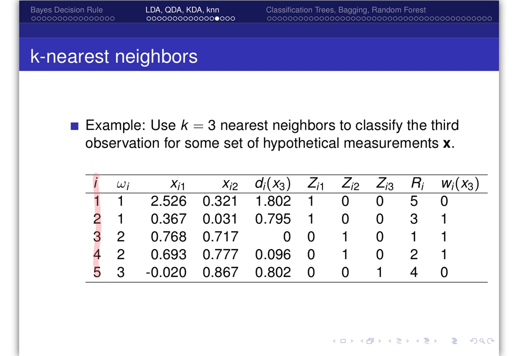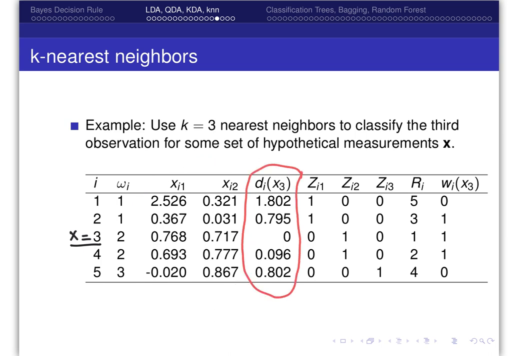As an example, suppose we have 5 observations and we want to classify the third observation using k sub n equals 3 nearest neighbors. Using the observed class, which is 1, 2, or 3, we also set up our 3 class-specific indicator variables, such that the jth indicator variable is 1 if observation i is in class j and 0 otherwise. X sub 1 and X sub 2 are the predictors which were measured for each observation.